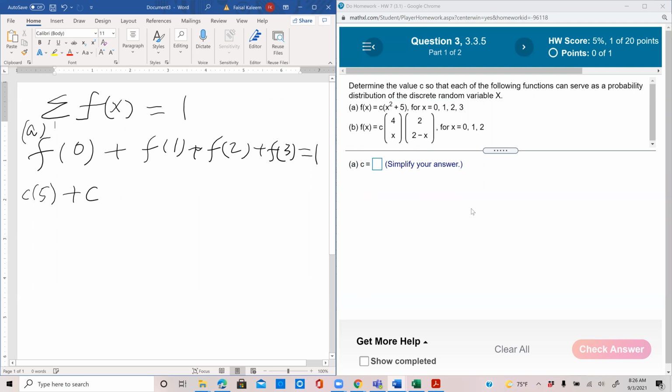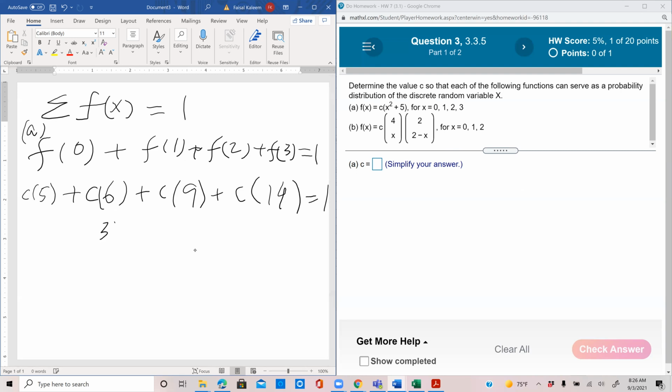Plus f of 1 would be C times 1 squared plus 5, that is 6. F of 2 would be 2 squared plus 5, that'd be 9. And f of 3 will be 3 squared plus 5. 3 squared is 9. 9 plus 5 is 14. And this all adds up to 34C. So this gives C is equal to 1 over 34.